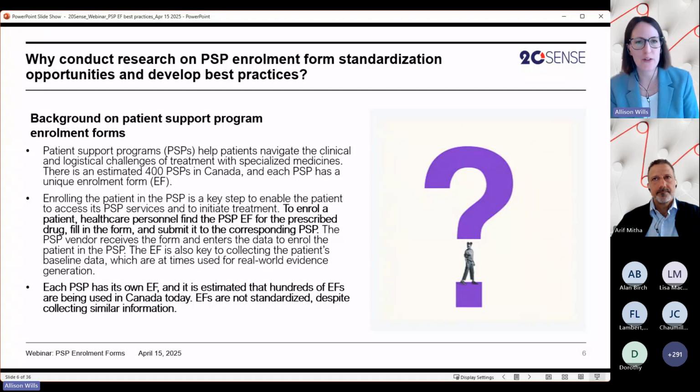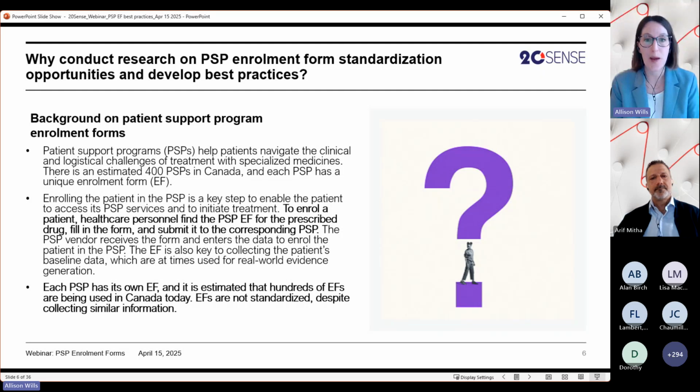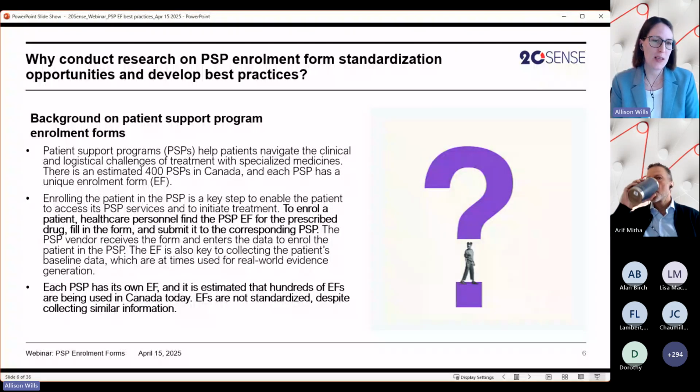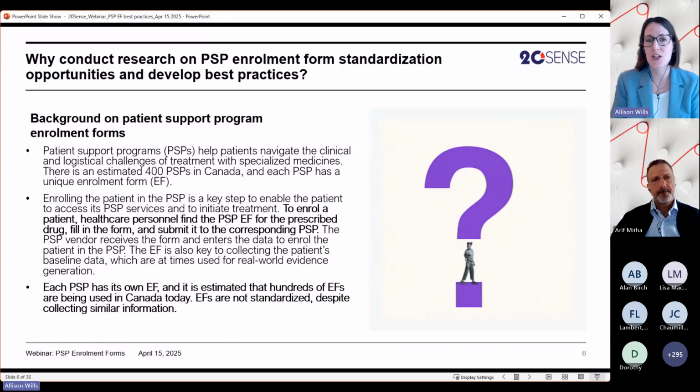So I think a lot of you on the line are familiar with PSPs, but I'll just go quickly over this. So patient support programs help patients navigate the clinical and logistical challenges of treatment with specialized medicines. In Canada, we have an estimated 400 PSPs, probably more. And each PSP has a unique enrollment form. Enrolling the patient in the PSP is a key step to enable the patient to access its PSP services and to initiate treatment. To enroll a patient, healthcare personnel find the PSP enrollment form for the prescribed drug. They then fill in the form and submit it to the corresponding patient support program.